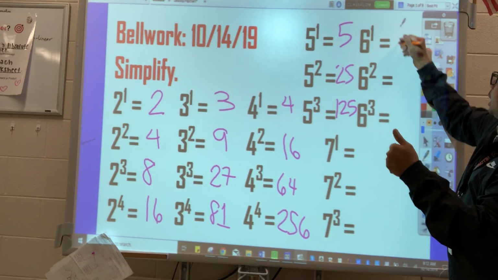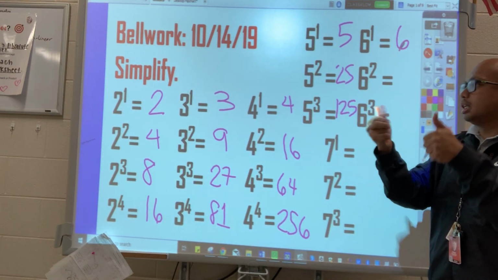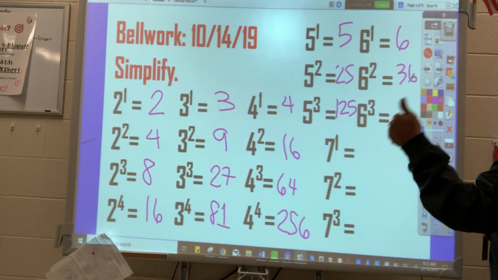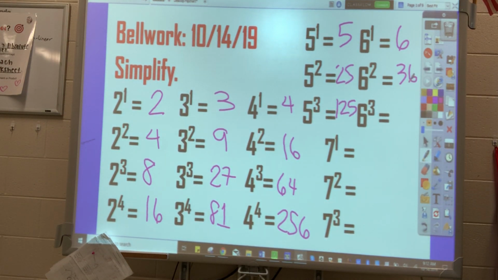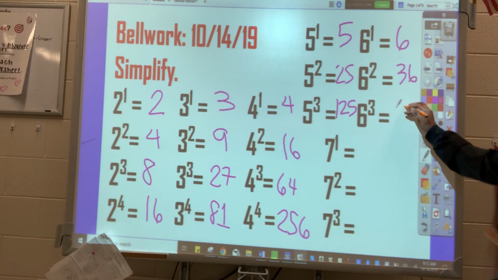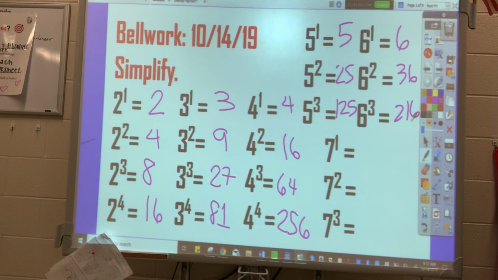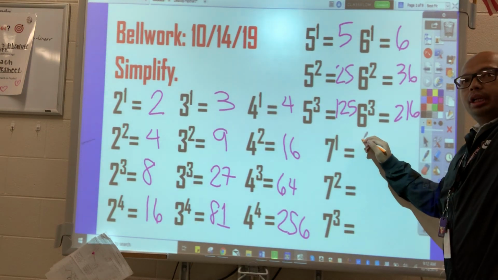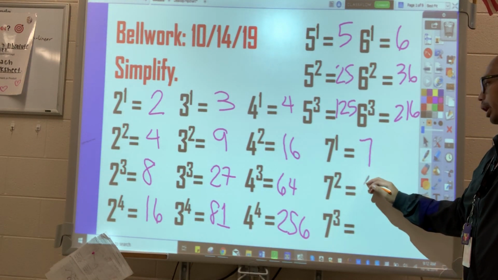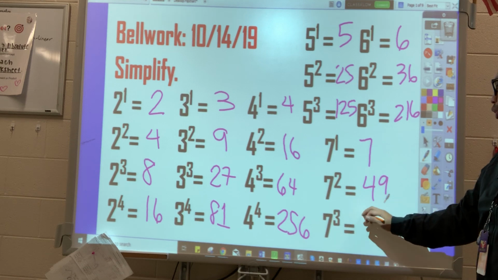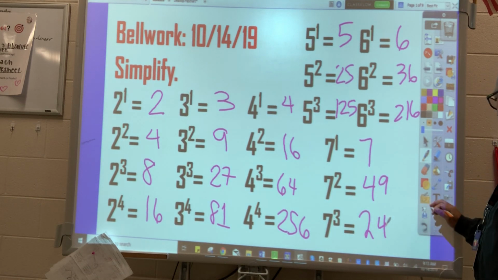6. 6 to the 1 is 6. 6 squared, 6 times 6 is? 36. 6 times 6 times 6 will give you? 216. Give it to Jennifer, please. 216. William. 7 to the 1 is 7. 7 squared is 49. And 7 cubed? 343. 343, thank you.